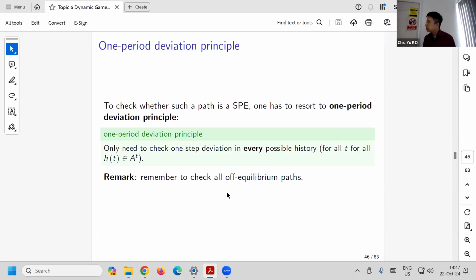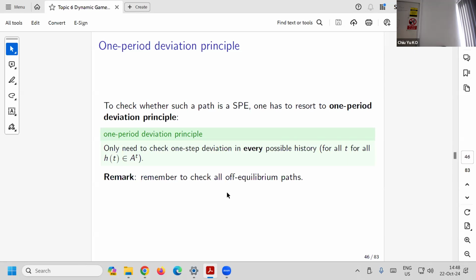Okay. And luckily, in the problem that we care about, we can use what we call the one period deviation principle. That actually is saying that when we look at subgame perfect Nash equilibrium, we don't need to consider a very complicated deviation strategy. We need to check in this period whether I deviate, then it's done. I don't need to consider a multi-period deviation plan. It need not be very complicated. I just check period by period.